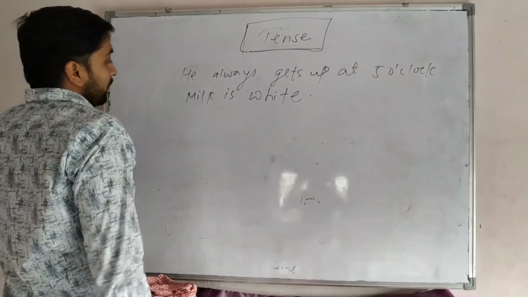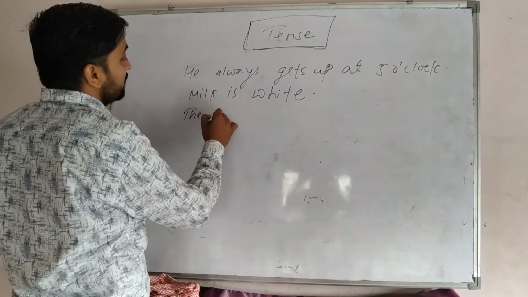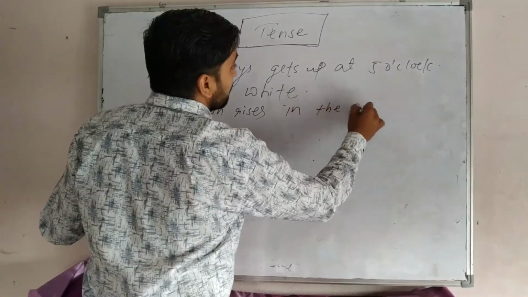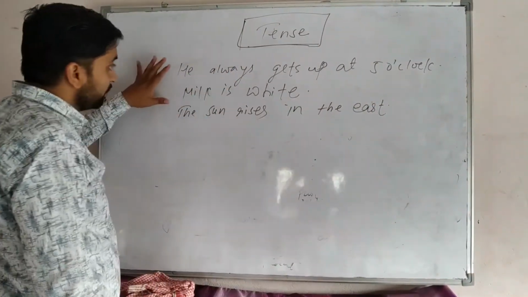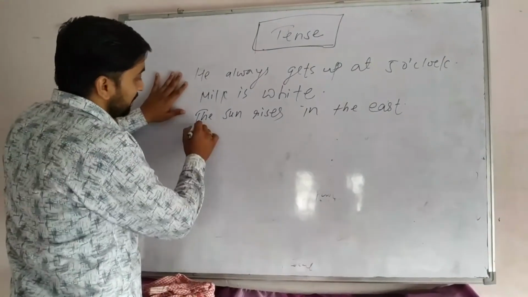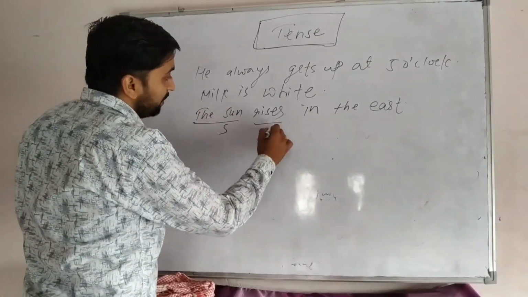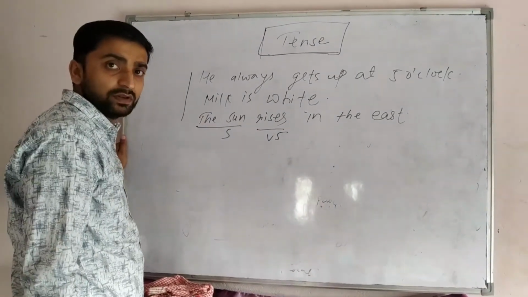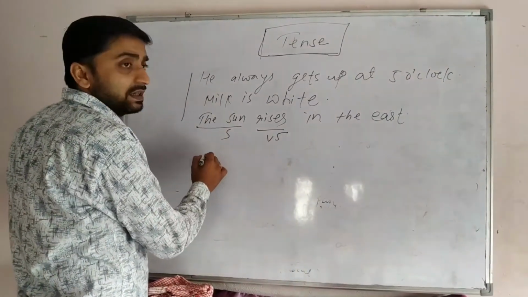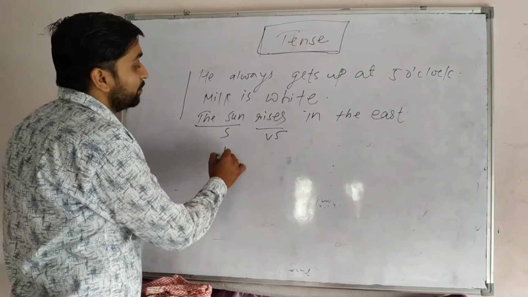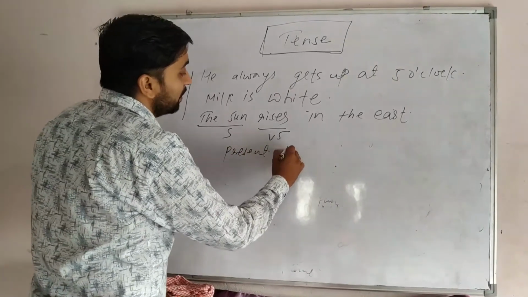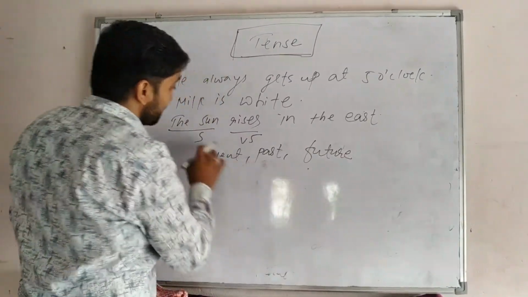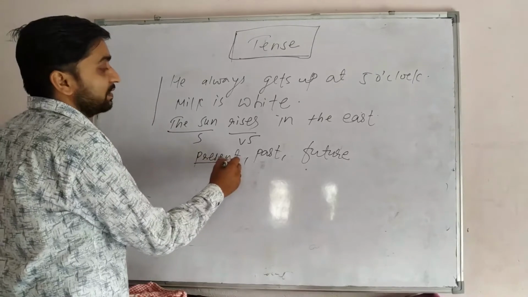Milk is white. The sun rises in the east. According to these examples, here is the subject, this is V5, this is the object. These are examples of simple present. But what time do these sentences show? Present, past, and future. The sun rises in the east shows the present, also the past.